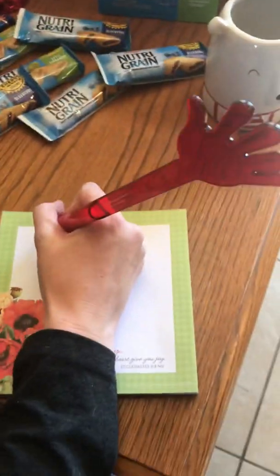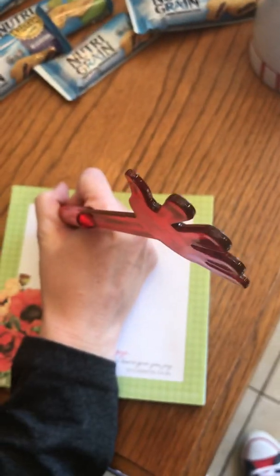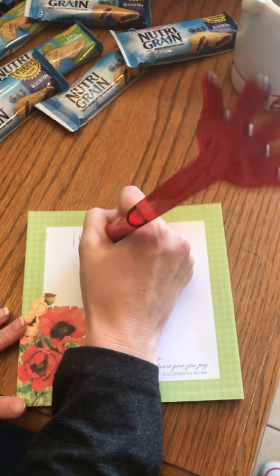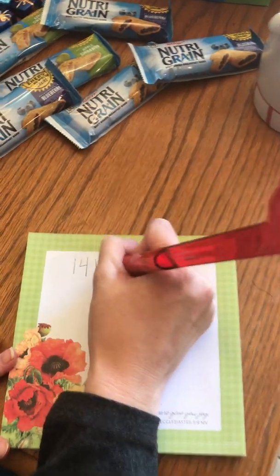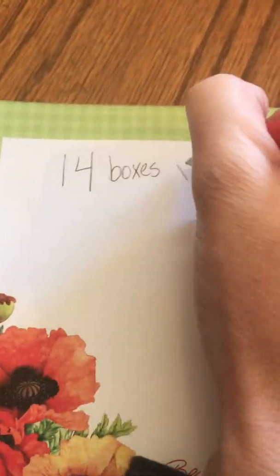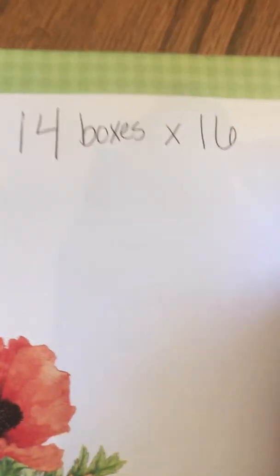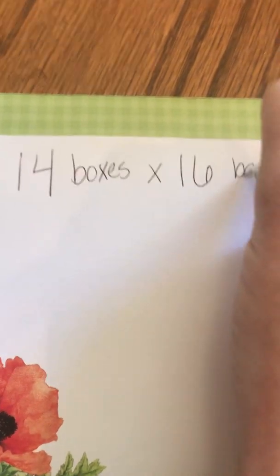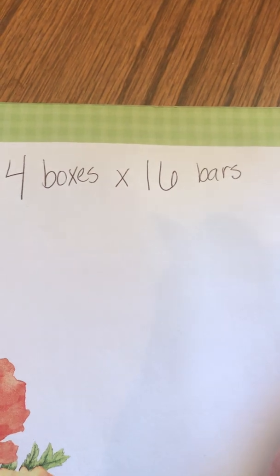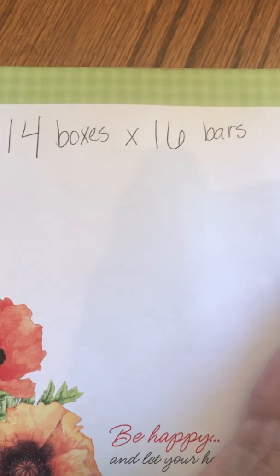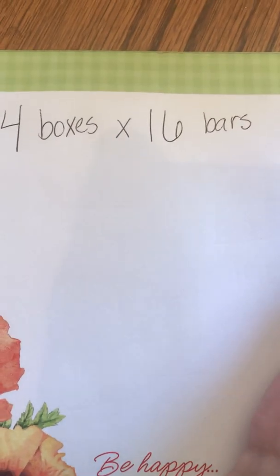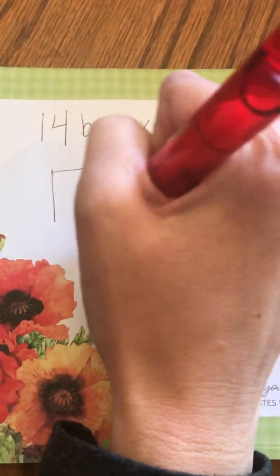So that's going to be a multiplication problem, of course, since I've got 14 boxes and then I've got 16 in each box. So I'm going to do 14 times the 16 individual bars. And we've done some different ways to do this problem, so I'm going to actually work it out both ways that we've done. So I'm going to do an area model first.